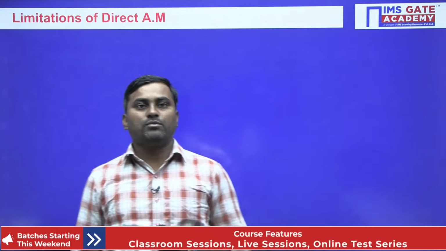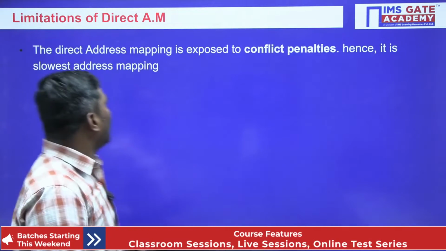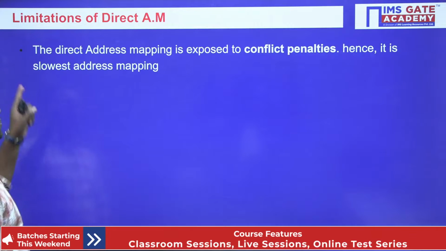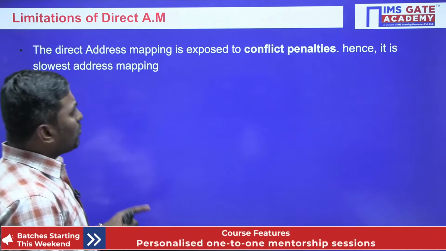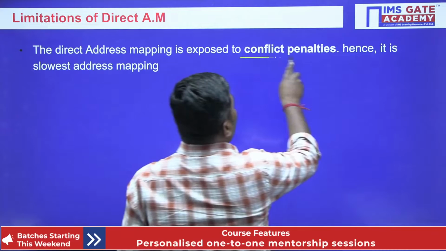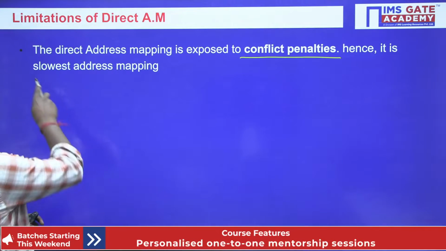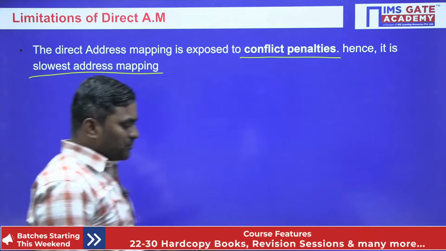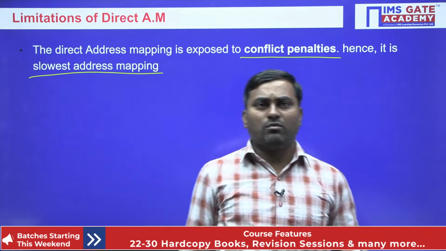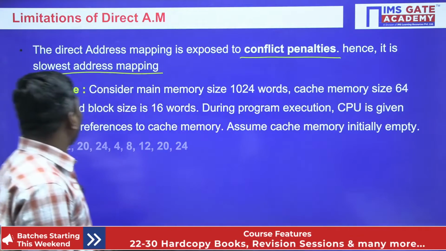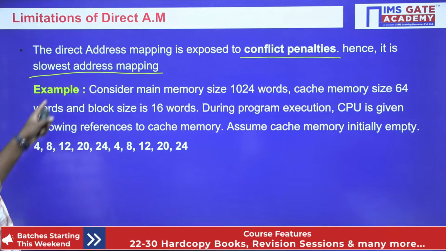What is the conflict we'll observe? Okay, look at this point. The direct address mapping is exposed to conflict penalties. Hence it's the slowest address mapping scheme, as I mentioned. What is the conflict penalty we'll observe? Look at the point here. I am taking an example.